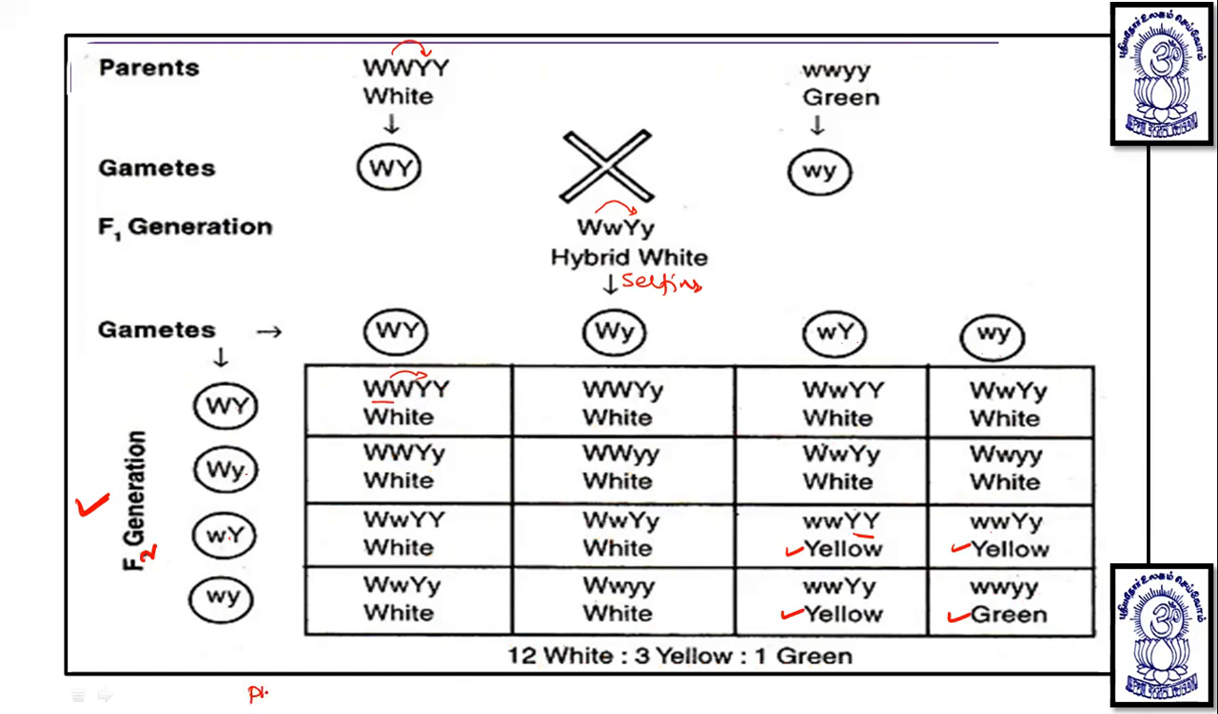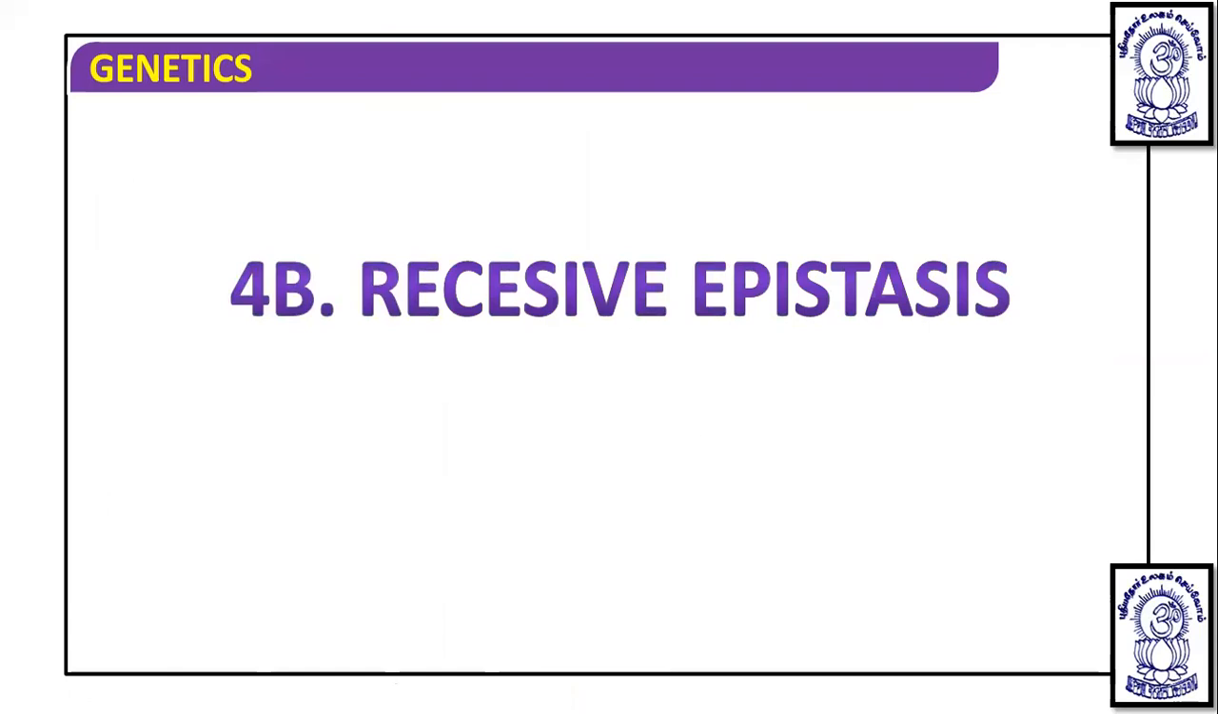So here the phenotypic ratio of dominant epistasis is 12 is to 3 is to 1. Okay, so that is the thing. I hope you understand that a gene, when in its dominant form, suppresses the effect of another gene, and that is known as dominant epistasis. Now we are going to understand another one, that is recessive epistasis. In recessive epistasis, a gene in its recessive form suppresses the expression of another gene.